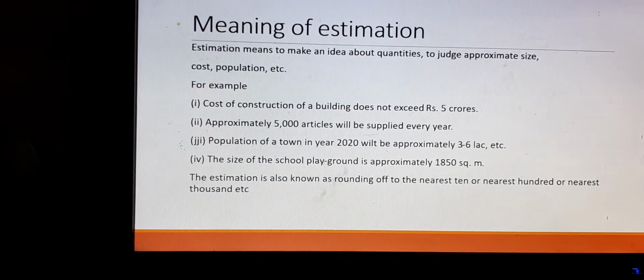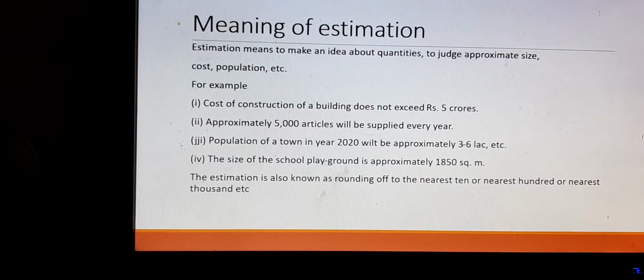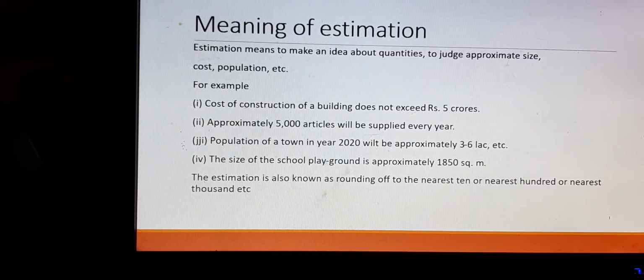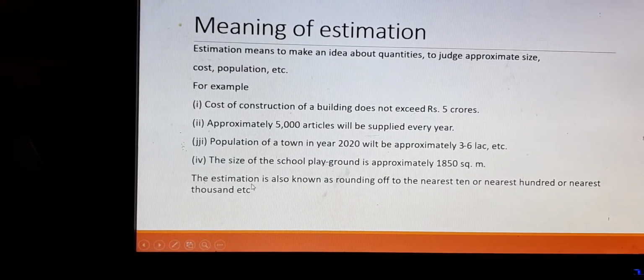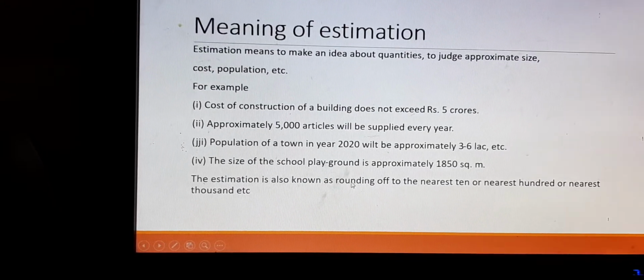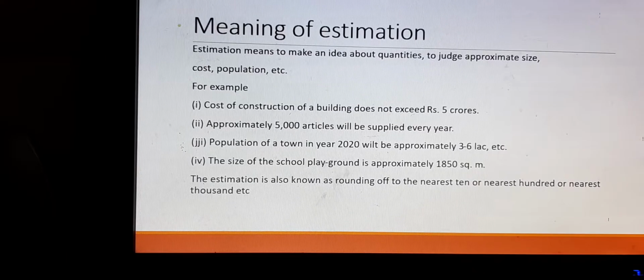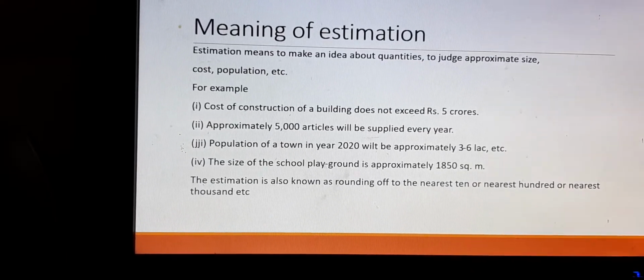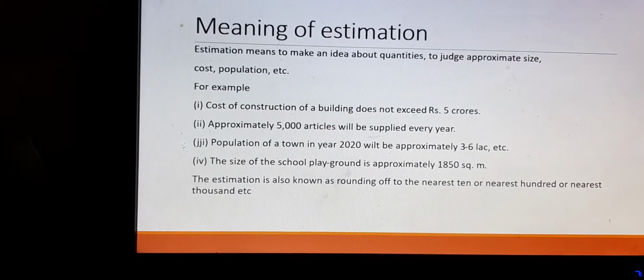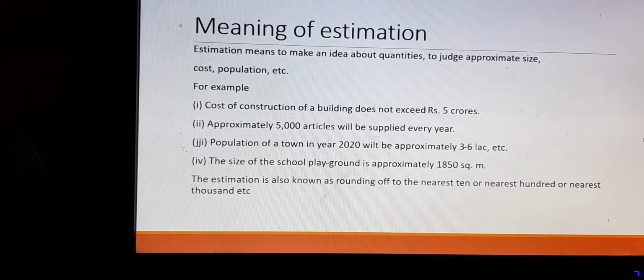When you say that the size of the school playground is approximately 1850, that doesn't mean that it is exactly 1850, but it is around 1850 square meters. So that is how estimation is done. Estimation is also known as rounding off to the nearest 10 or nearest 100 or nearest 1000, etc. Suppose you tell your parents that you want a shoe. The cost of the shoe might be 652 rupees or 655 rupees, but you will say it is around 700. So you estimate it into a bigger amount.